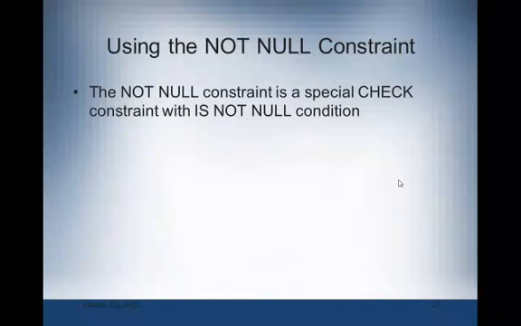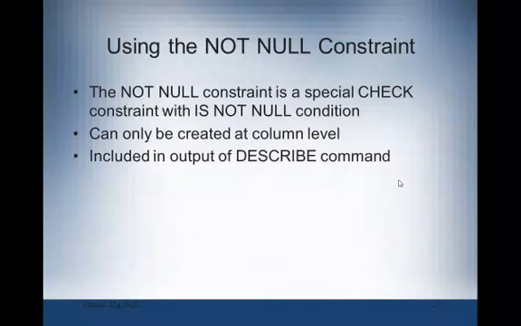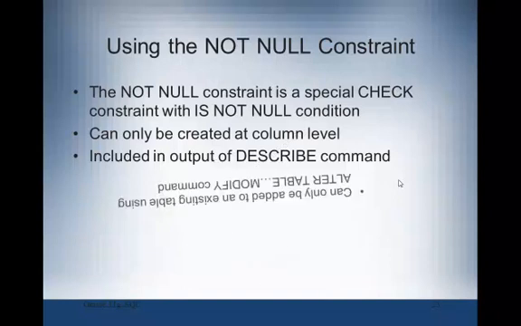This is one of those examples of when you're setting up your system that you provide some user friendliness for the person doing the data entry. As mentioned earlier, the not null constraint can only be created at the column level. When you use the describe command, if we go back to a previous chapter, I think it was chapter 2, when we discussed the describe command, the output of the describe command includes whether or not the fields or the columns are not null or have not null constraints assigned to them.